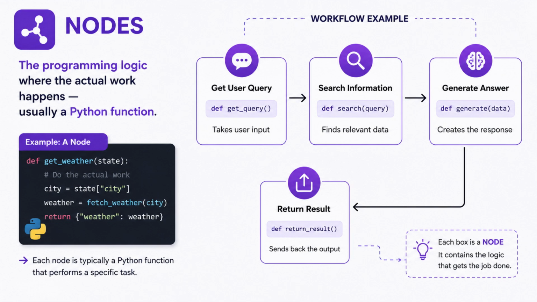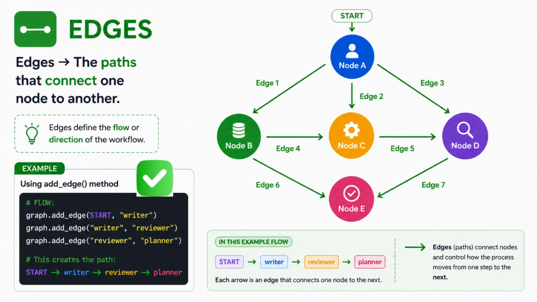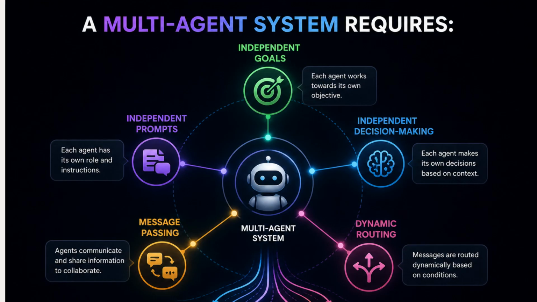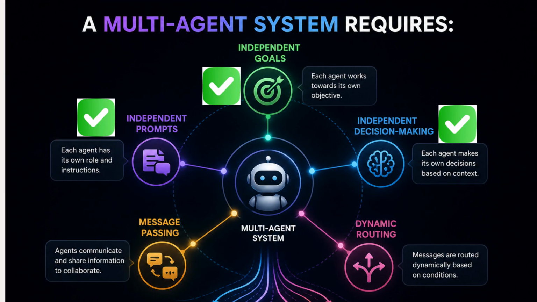Nodes are the programming logic where the actual work happens, usually a Python function. Edges are the paths that connect one node to another. State is the shared data that flows between all nodes in the workflow. Now that we understand nodes, edges, and state, let's move on to the core requirements of a multi-agent system. A multi-agent system requires independent goals, independent prompts, independent decision-making, message passing, and dynamic routing.